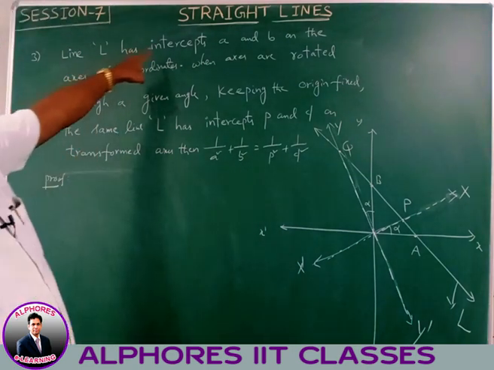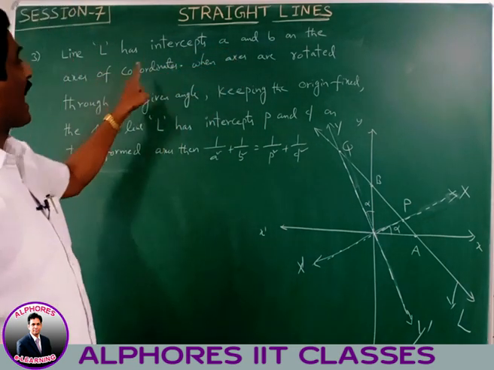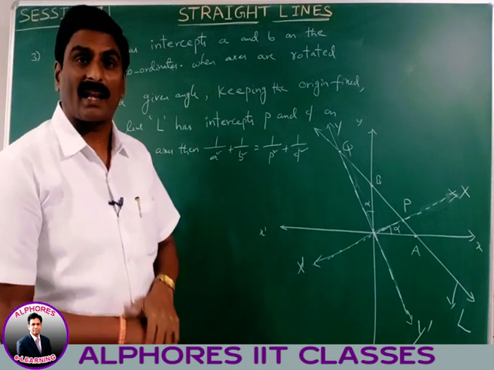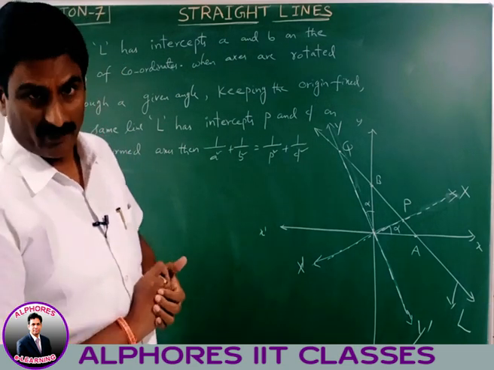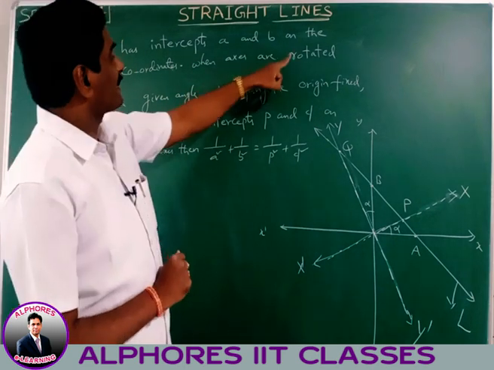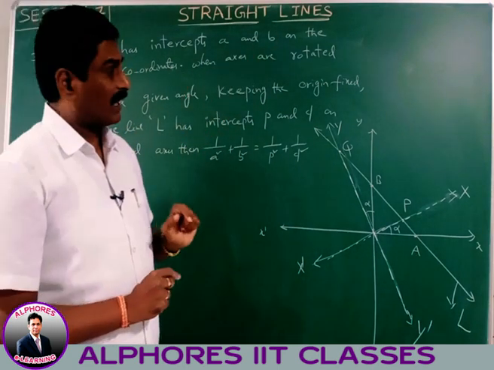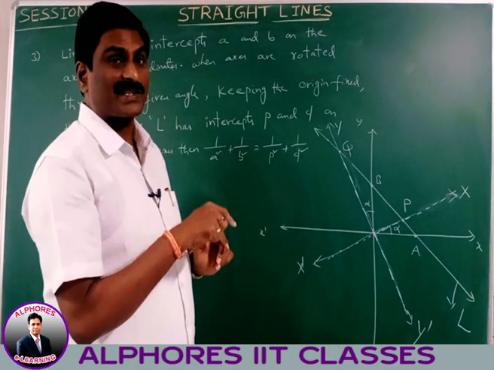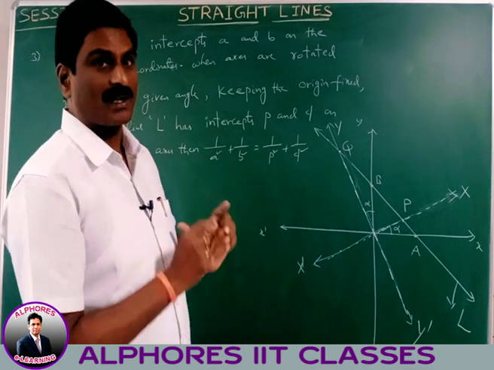The line L has the intercepts a and b on the axes of the coordinates. That means x and y intercepts are given. What is the equation of the line? X by a plus y by b is equal to 1. It is the original coordinate system. When the axes are rotated through a given angle, it means the coordinate axes are rotated through some angle. That means rotation of axes. In change of axes we already know about this rotation of axes.